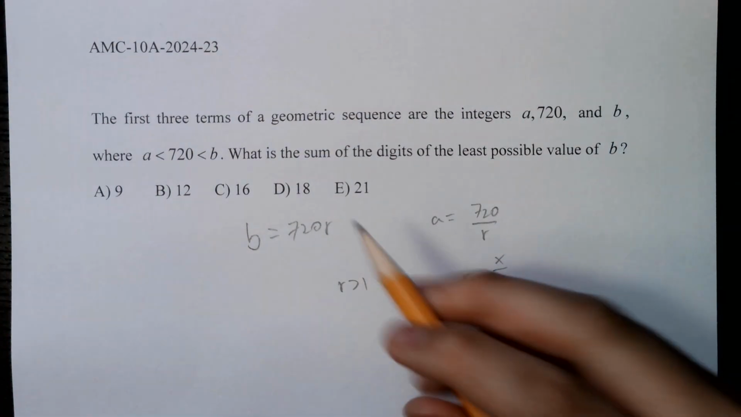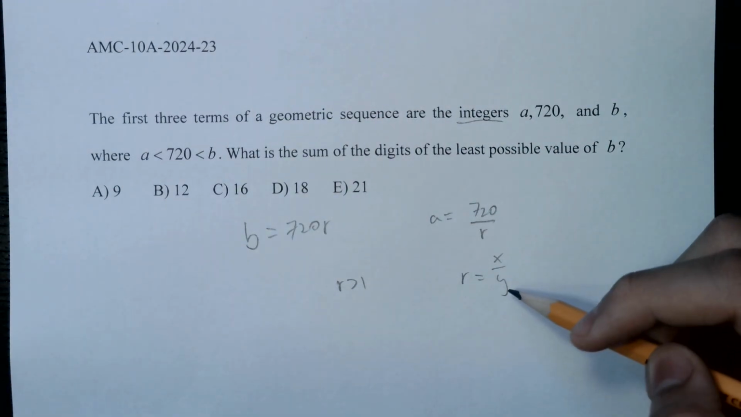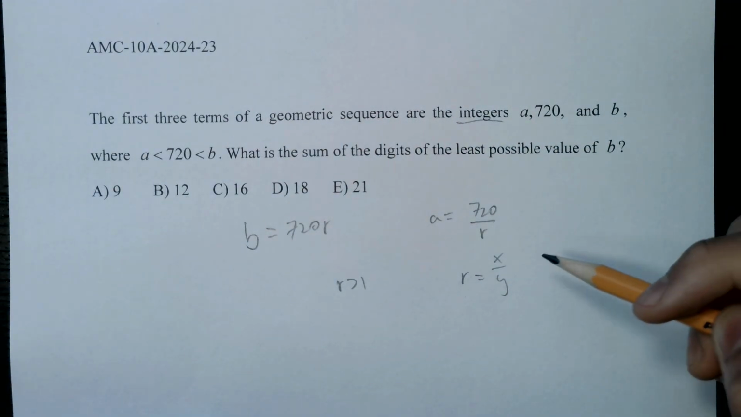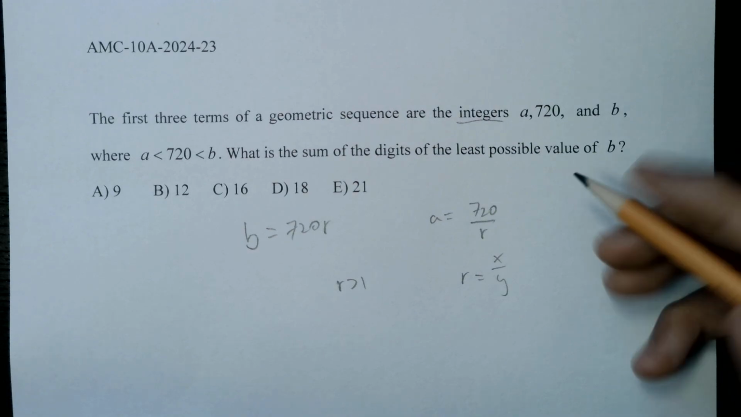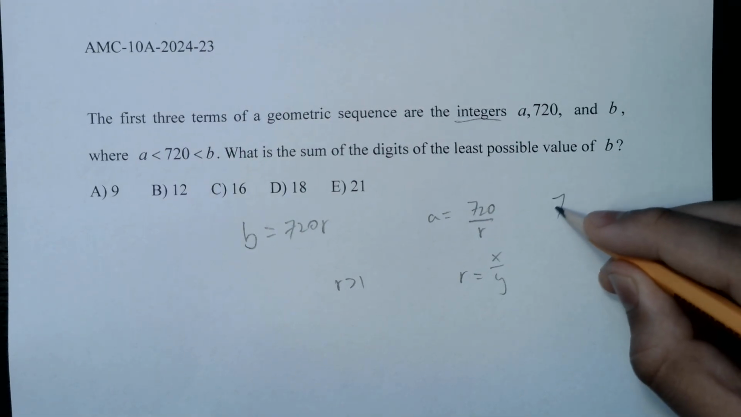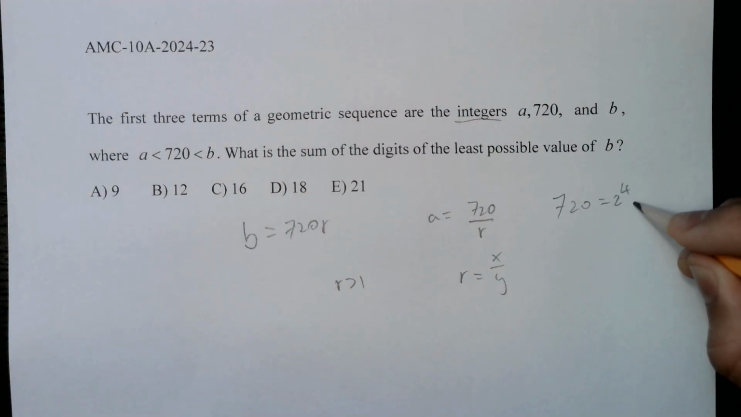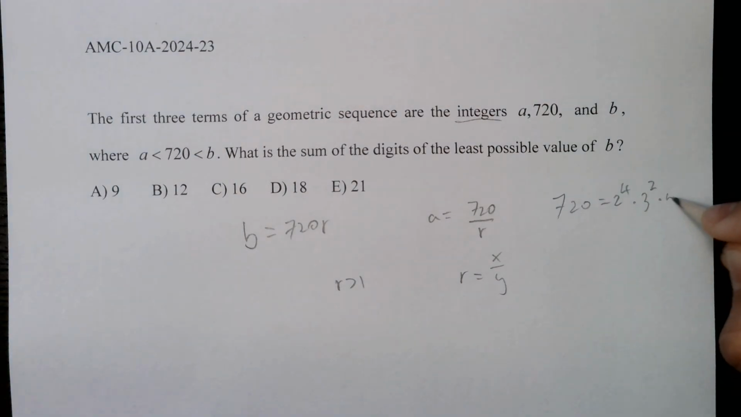We can see that for b and a to both be integers, x and y both have to be a factor of 720. So let's first start off by factoring 720. We see that 720 is going to be equal to 2 to the power 4 times 3 squared times 5.